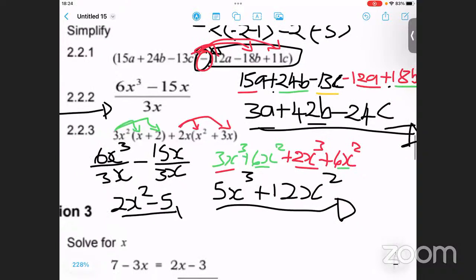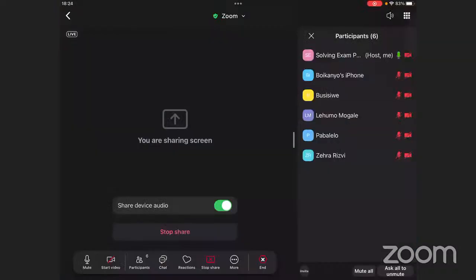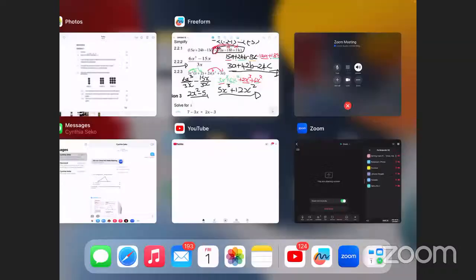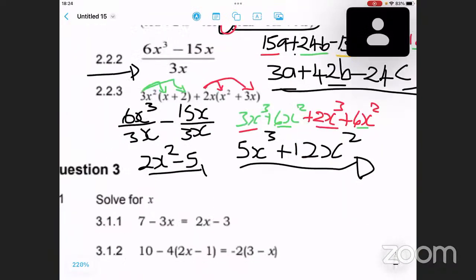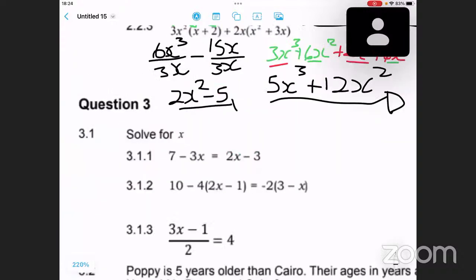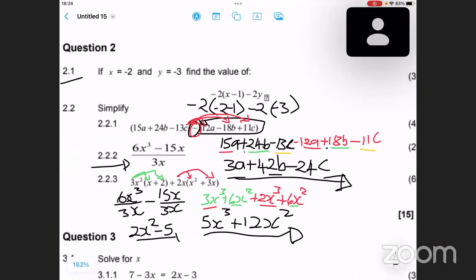Okay, let's see who's in here. Is Nyaki in here? No. The Humo is in here. Okay. Okay, cool. Do we have any question here? Any question? Are we all good?